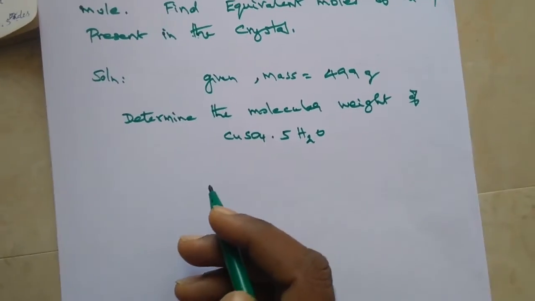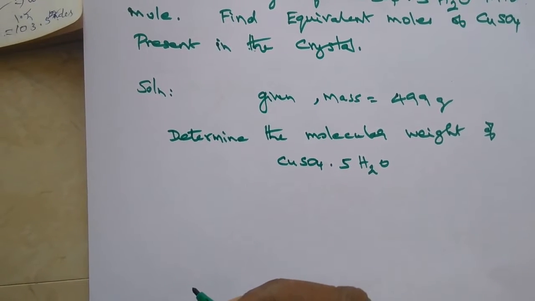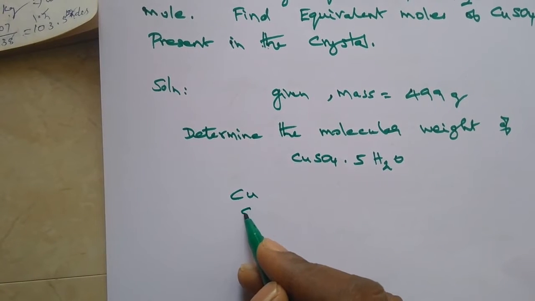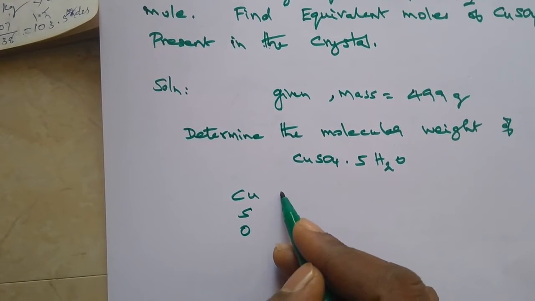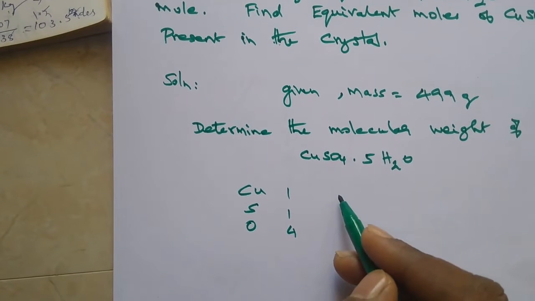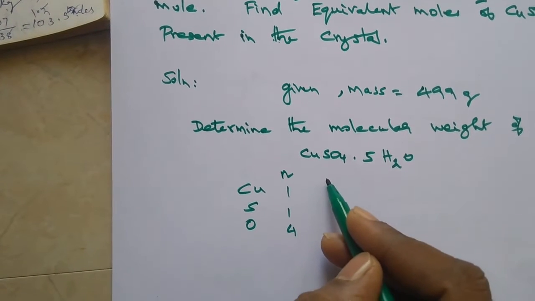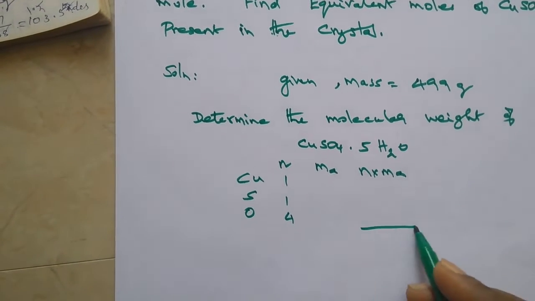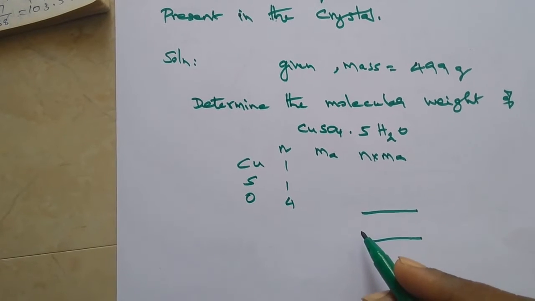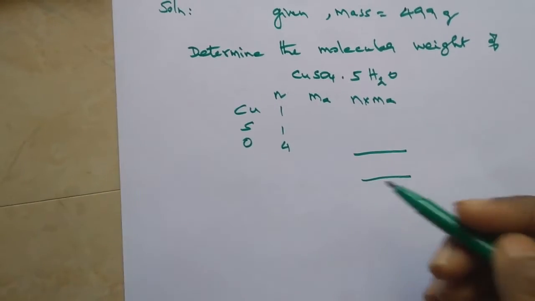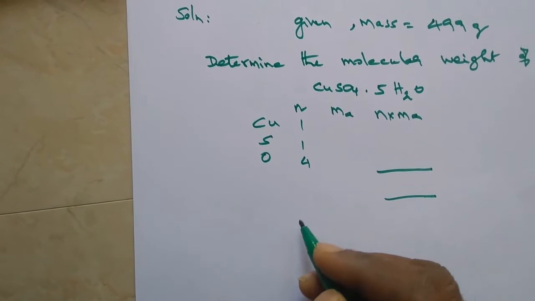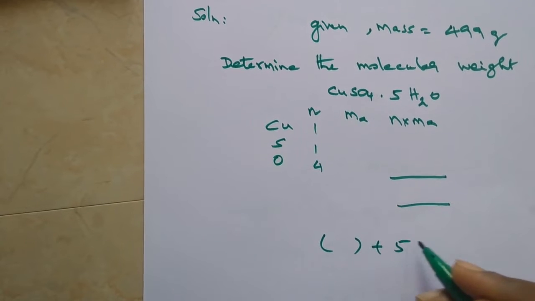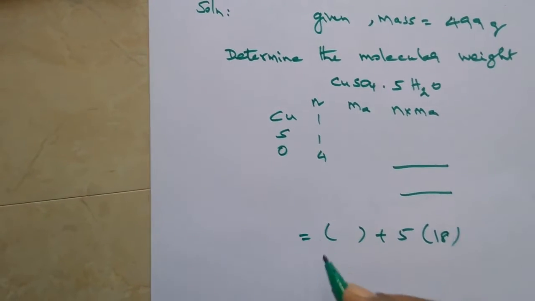First for copper sulfate what we have to do, first write the elements Cu, S, O. So these are the three elements present in copper sulfate alone. So the number of atoms are 1 copper, 1 sulfur and 4 oxygen atoms. And the atomic mass we have to write. So we know that for copper it is 63.54, sulfur it is 32, oxygen it is 16. Okay. So we will do N into Ma, then we will make a summation, we get the molecular weight of copper sulfate alone.